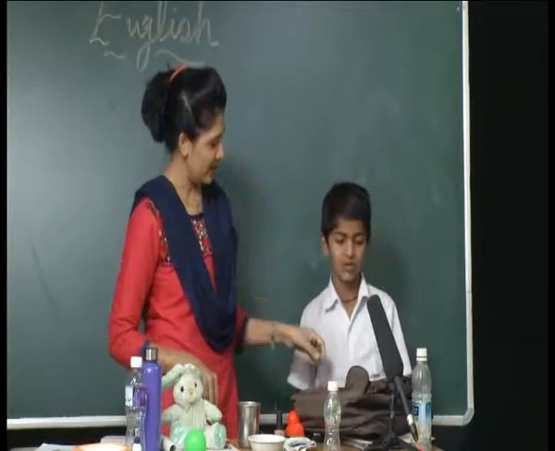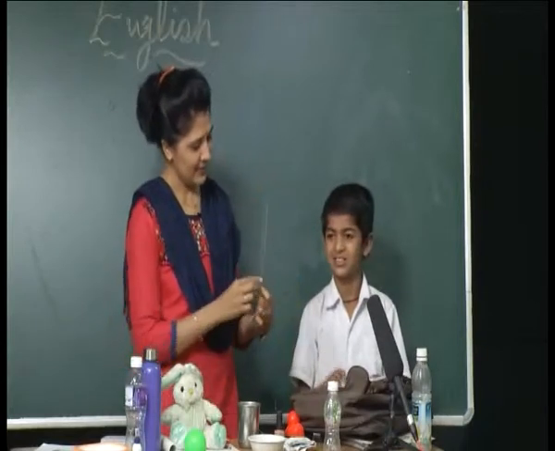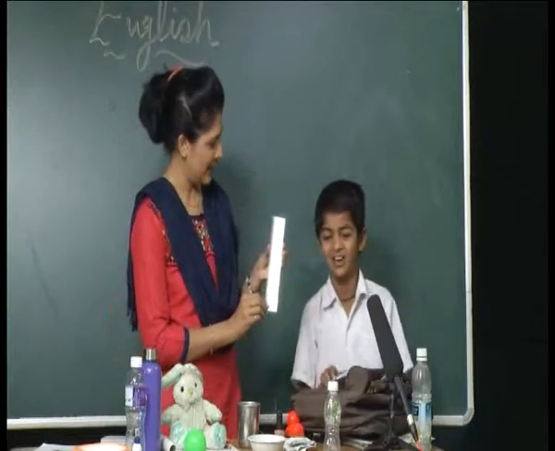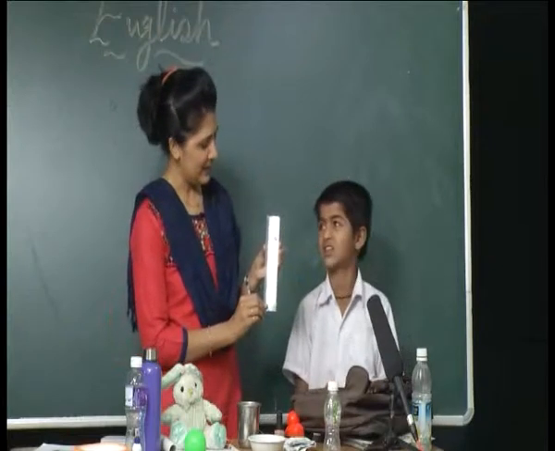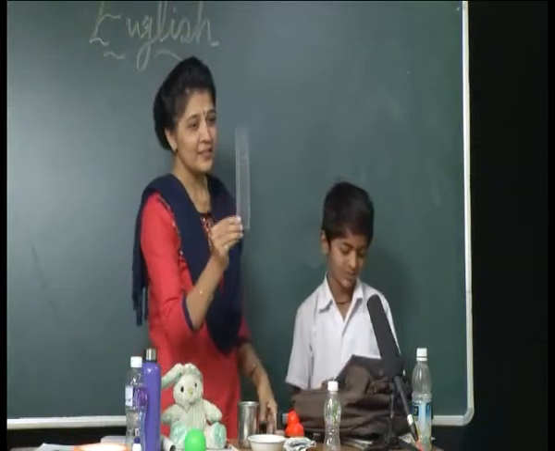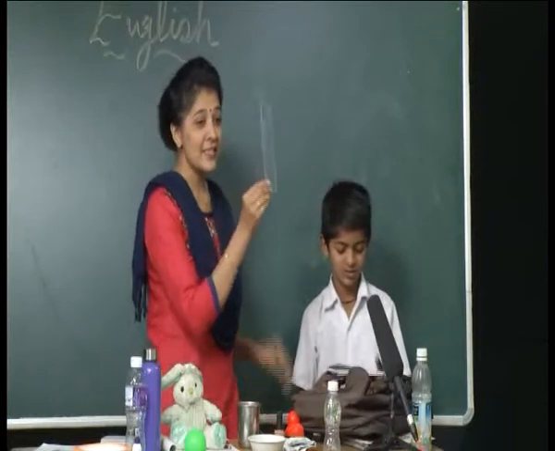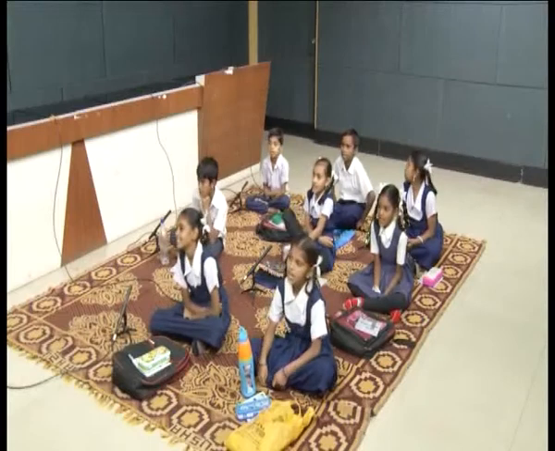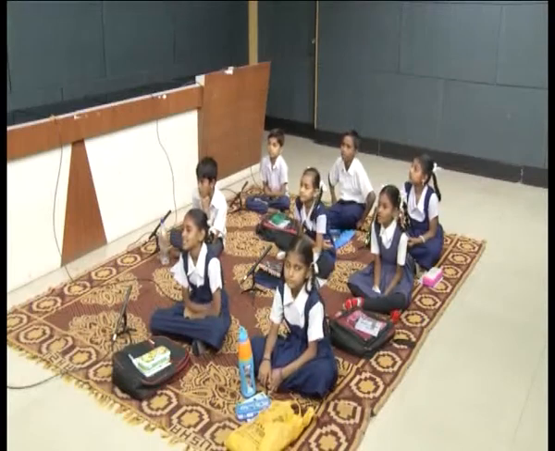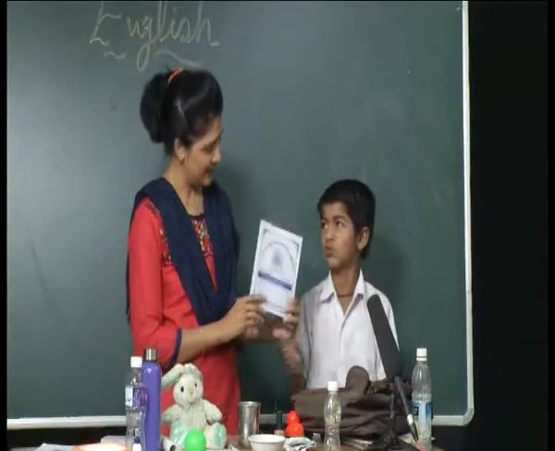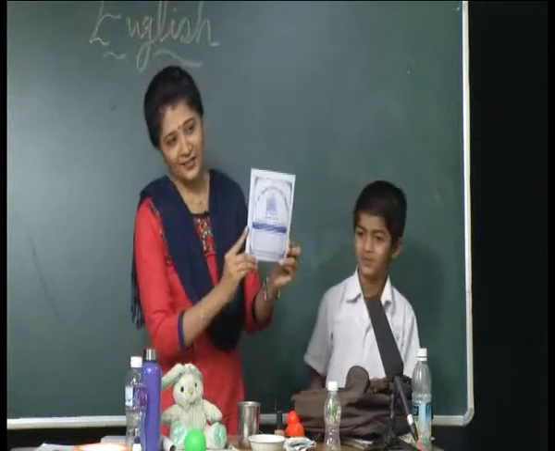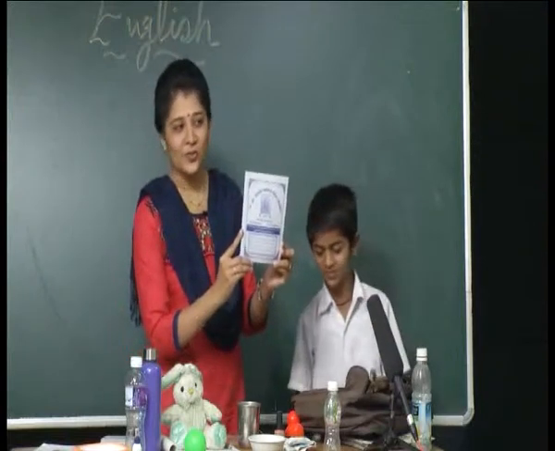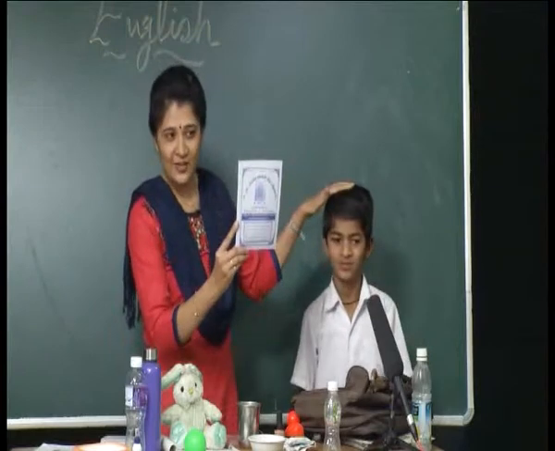Okay. I have a scale. This is my scale. He has a scale. Very good. This is his scale. Then I have a notebook. This is my notebook. He has a notebook. This is his. Very good.